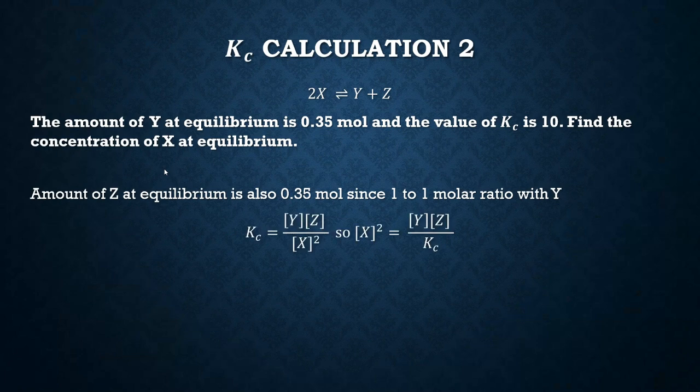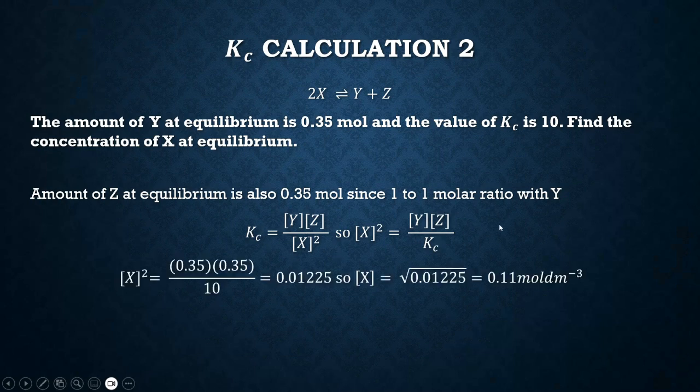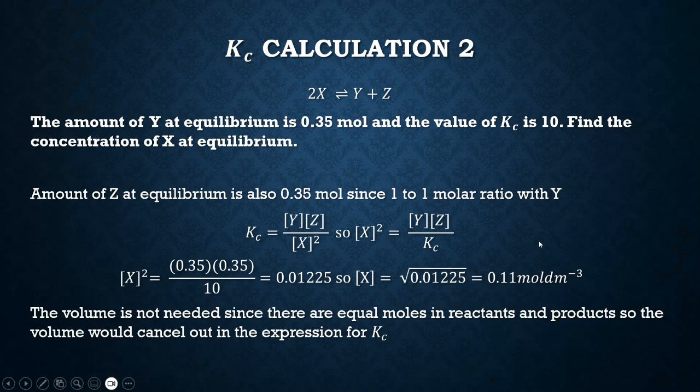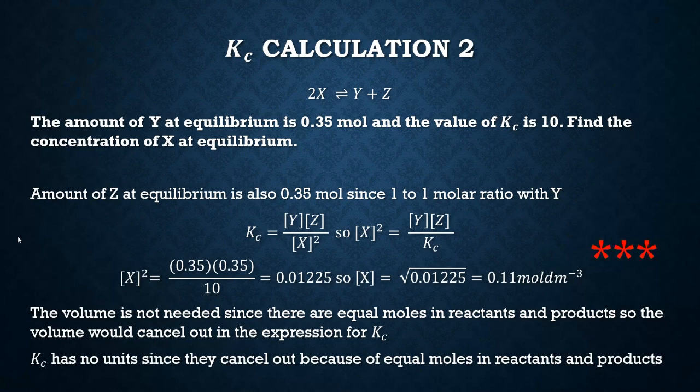We find Kc, which is that here. Then we're rearranging for X squared. So we move this to that side and bring the Kc down. Now we just sub in the numbers to get X squared, and then we square root. Now we did not use the volume here because it's not necessary to know the volume, because there's equal moles of reactants. Here there's 2, and here there's 2 in the products. So the volume will cancel out in the Kc expression, so you don't need it. And in this case, Kc has no units again, because there's equal moles, so they cancel out.